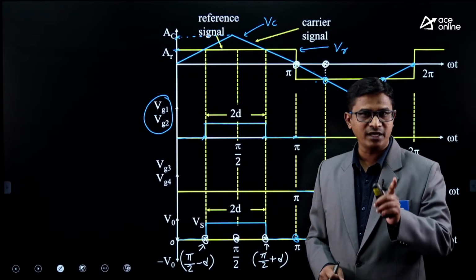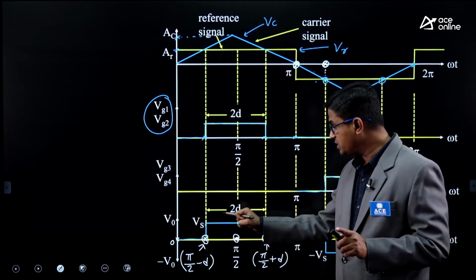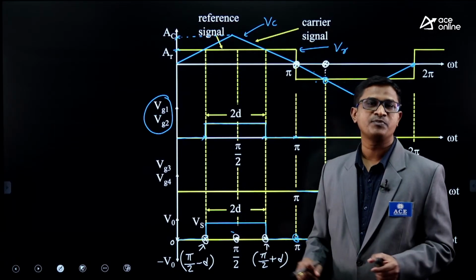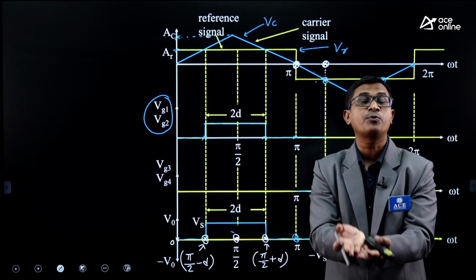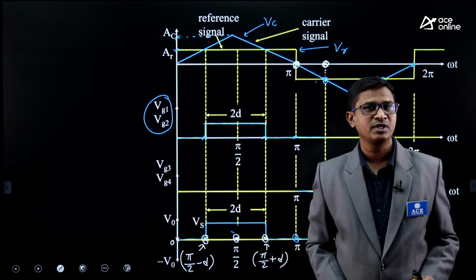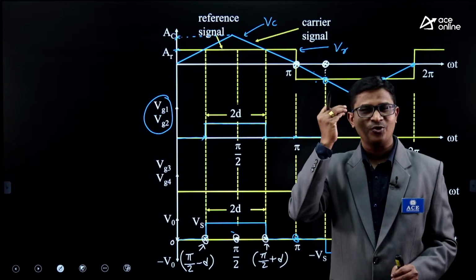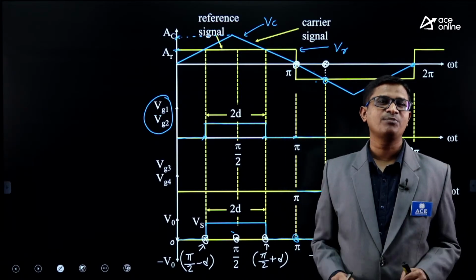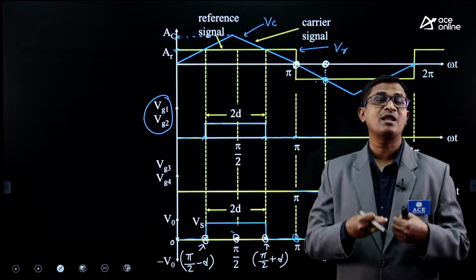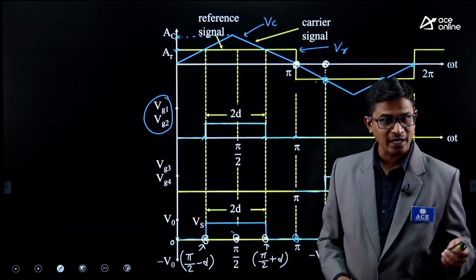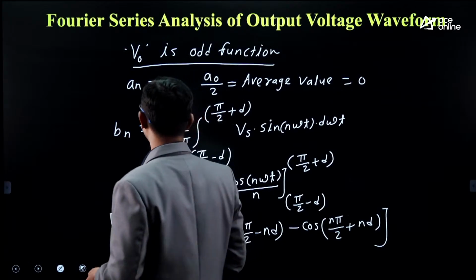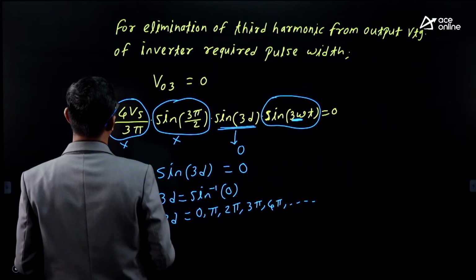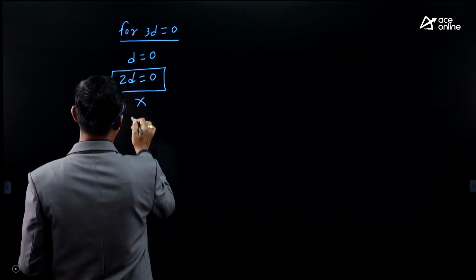Are you getting the point? I am saying that 2D equal to 0 means this pulse width is 0. Pulse width 0 means your output voltage of the inverter is 0. So in that output voltage, not only the third harmonic, but the overall output voltage is 0, means no harmonics are present, no fundamental component is present. Right? So 2D equal to 0 is not acceptable. Yes, this is not acceptable.